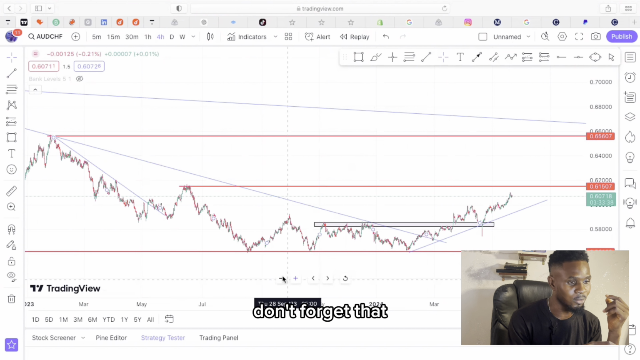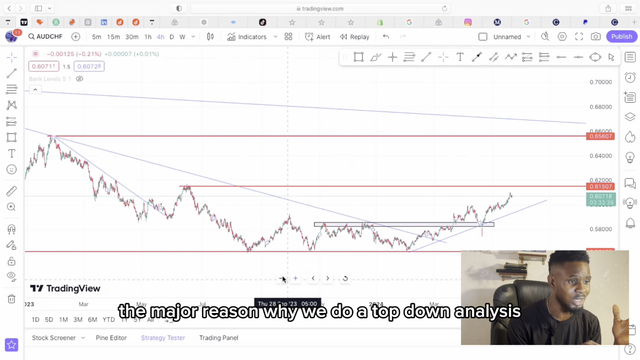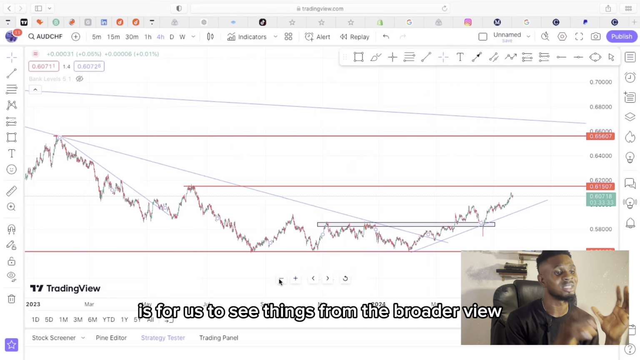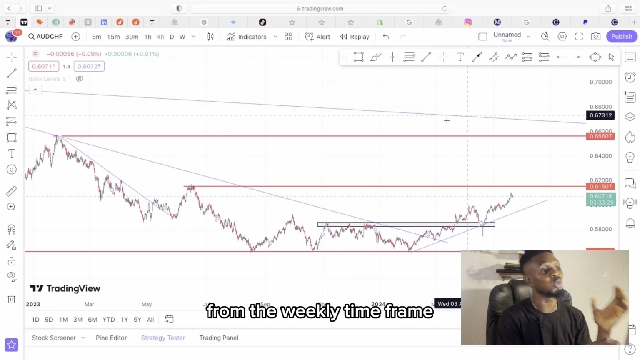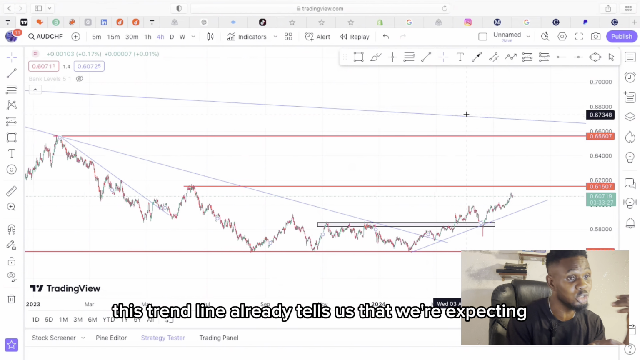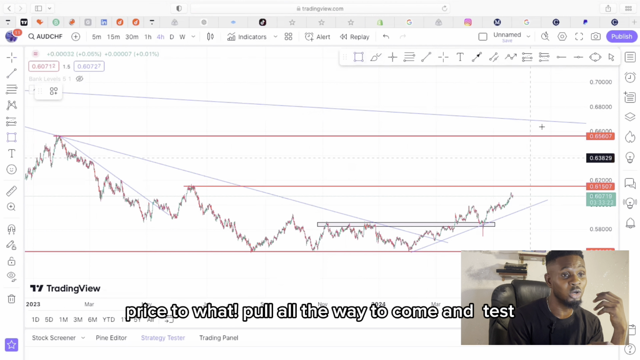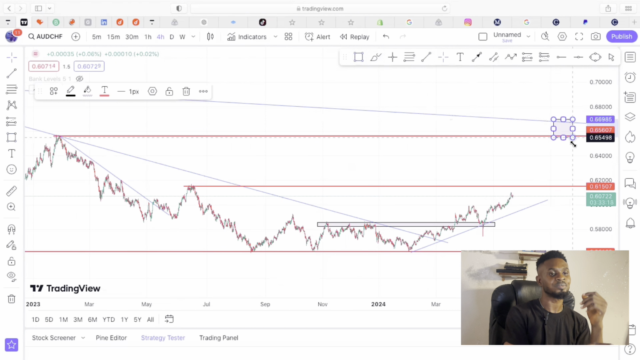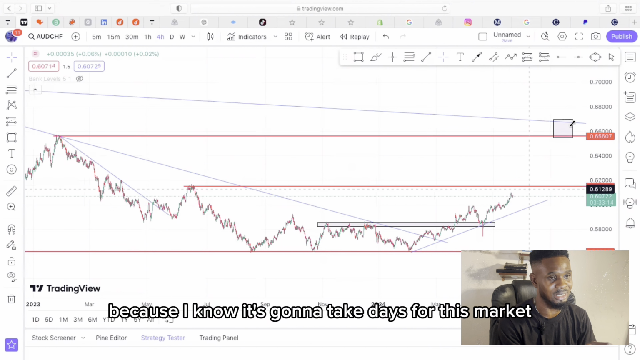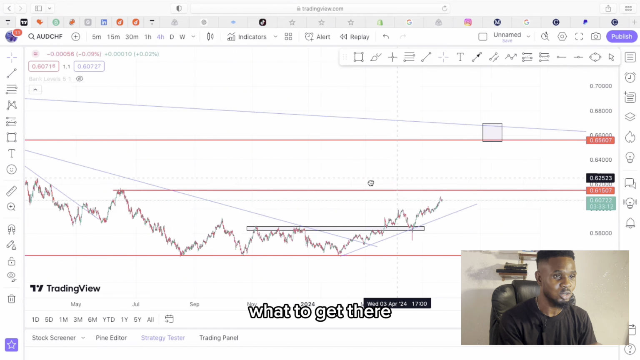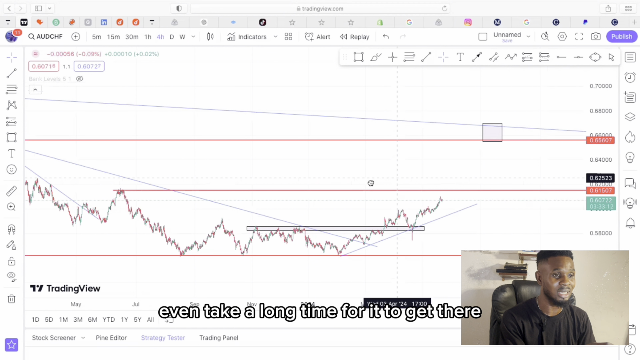But nonetheless, don't forget that the major reason why we do a top-down analysis is for us to see things from the broader view. That's why we had this trend line from the weekly time frame. This trend line already tells us that we're expecting price to pull all the way to come and test this trend line around here. Now, why did I put this here and not put it here? Because I know it's going to take days for this market to get there. It could even take a long time for it to get there.